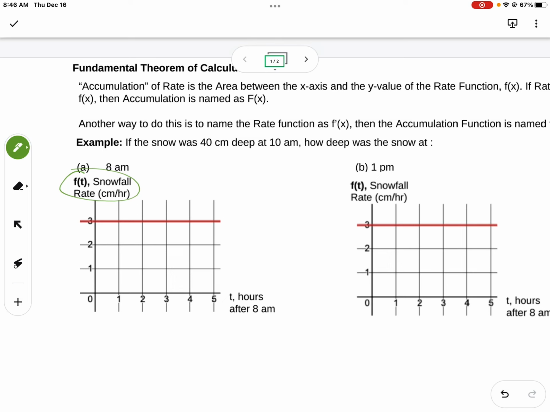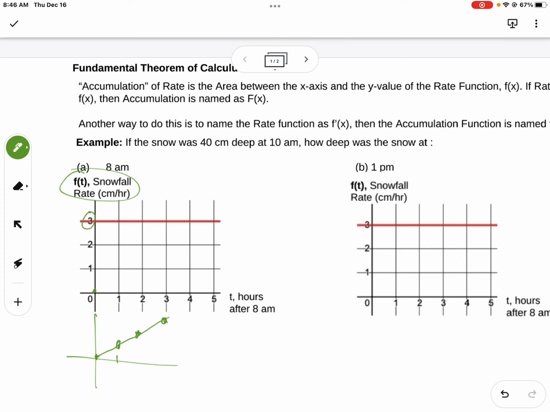We take the snowfall rate, which is 3 centimeters per hour, and that means that every hour 3 centimeters of snow will accumulate. So the snow will get deeper and deeper by 3 centimeters every hour. So a snowfall rate of 3 centimeters per hour gives us 0. If I was to put it on a different graph, it would have 0, and then after 1 hour, 3 centimeters, after 2 hours, 6 centimeters, 9 centimeters, and so on. That's the way things would accumulate.